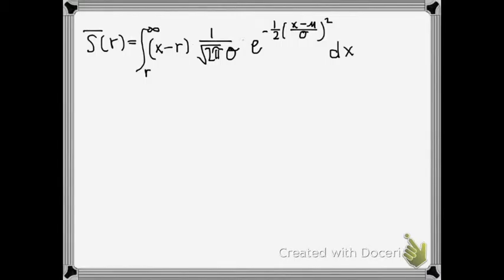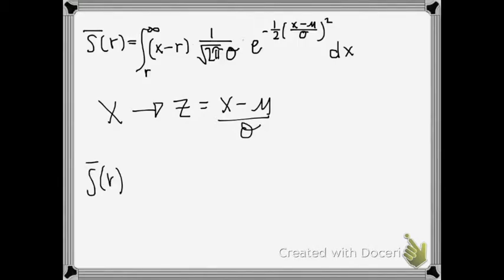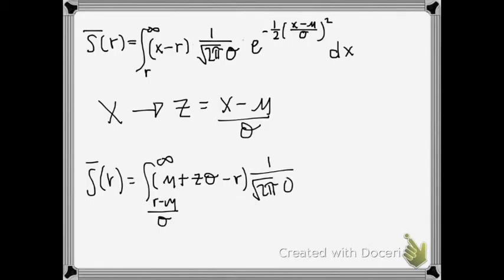To use this integral in a real-life situation, we must make some u-substitutions. If we make a change of the variable x to the standard normal, also known as the z-score, where z is equal to (x minus mu) over sigma, we can rewrite the equation for the expected shortages per cycle as the integral from (r minus mu) over sigma to infinity of (mu plus z sigma minus r) times 1 over the square root of 2 pi sigma e to the negative 1/2 z squared sigma dz.